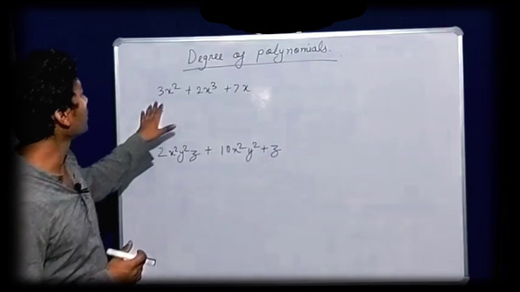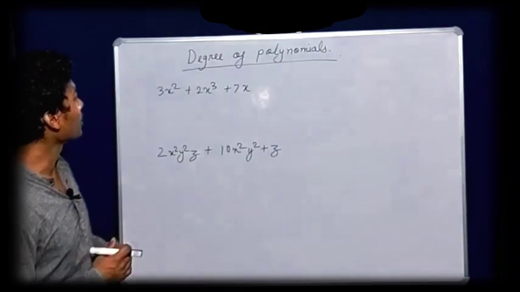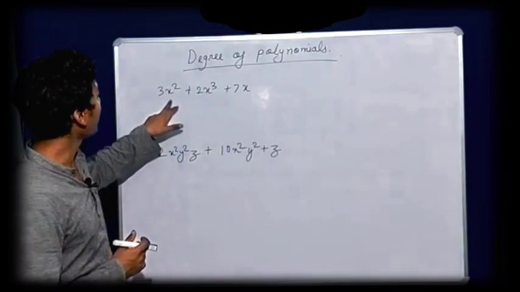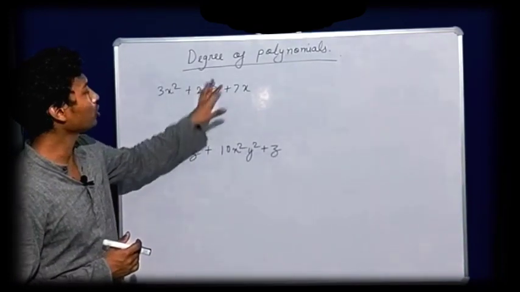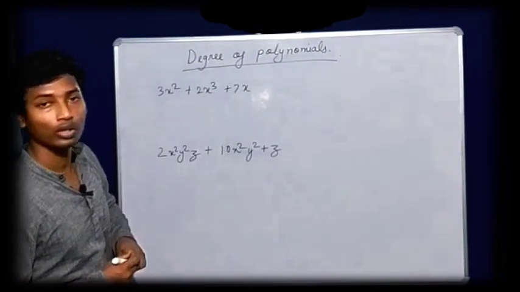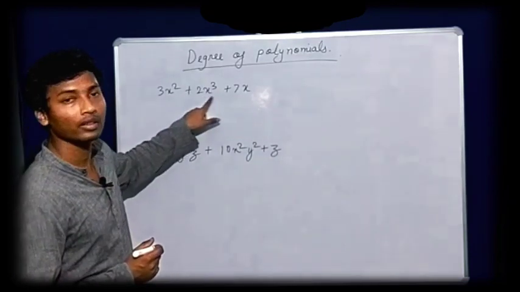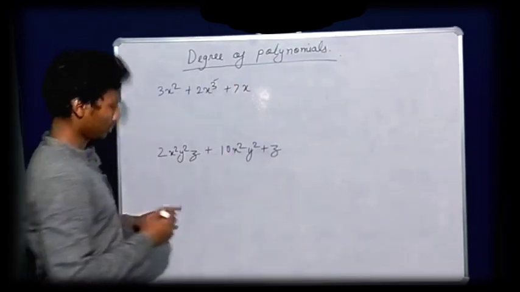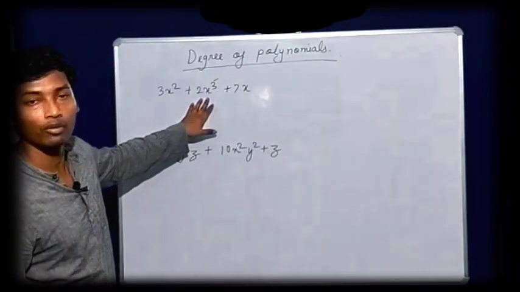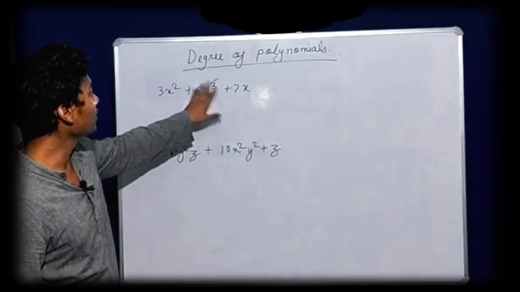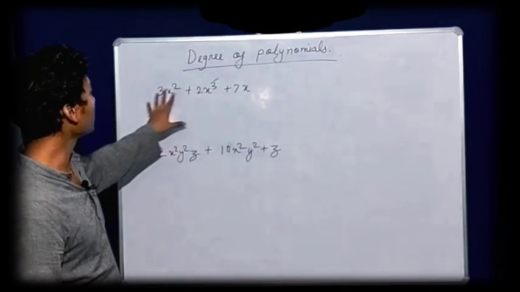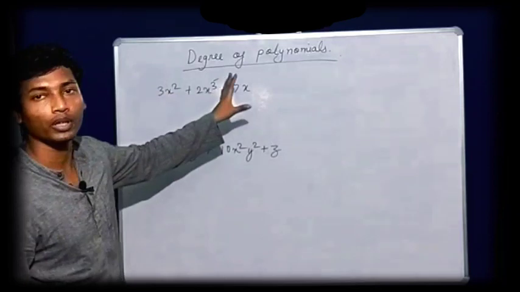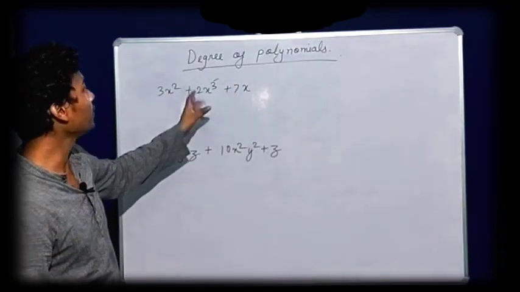So here in the first polynomial we see, we have only one variable, so x square, x cube and x to the power 1. So here we see x has the highest power in the second term. So 3 is the degree of this term. Now if 3 is the degree of this term and among the other terms it is the highest, so in this polynomial the degree will be 3.